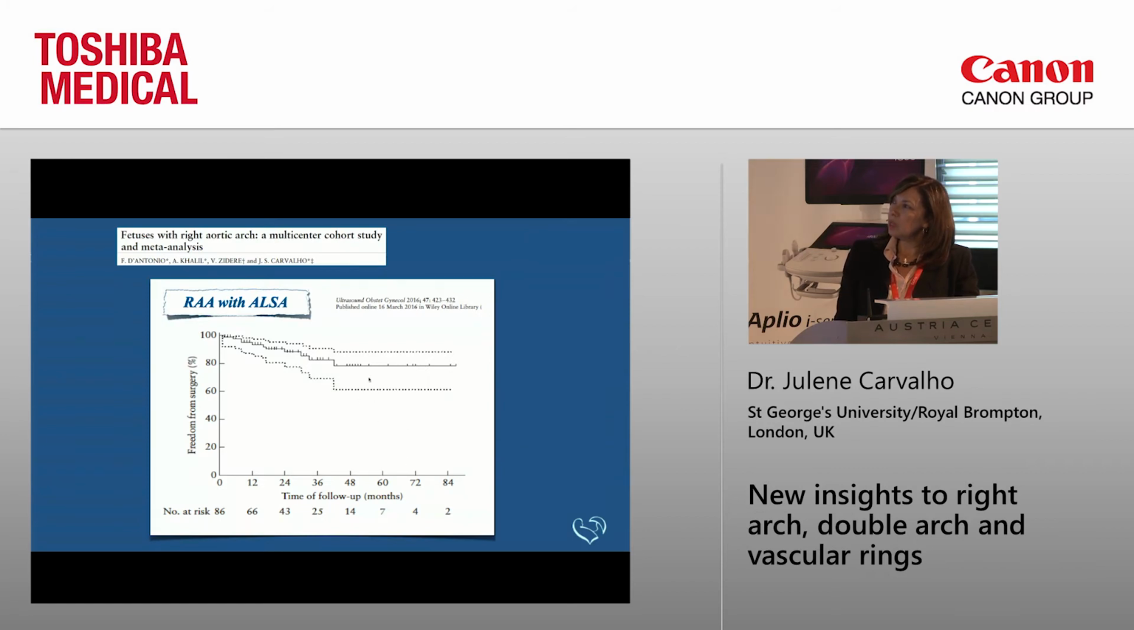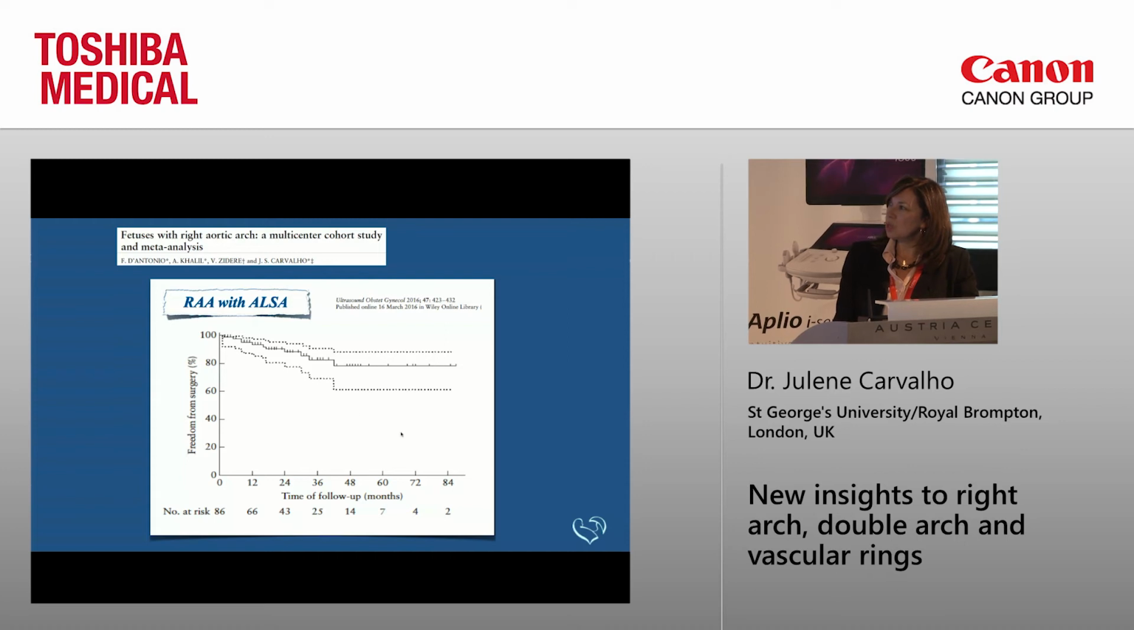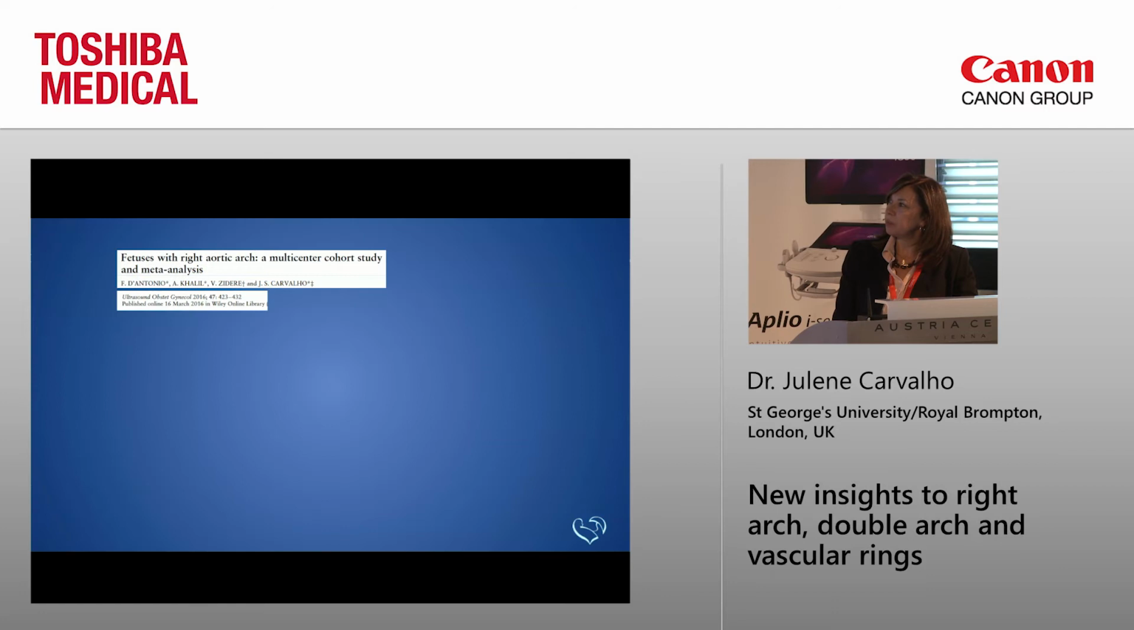This is a meta-analysis we did looking at the symptoms requiring surgery for right aortic arch with an aberrant left subclavian artery. You can see most of the symptoms are early in life, and the vast majority of children are asymptomatic and not requiring surgery quite a few years down the line. So it's a good prognosis.